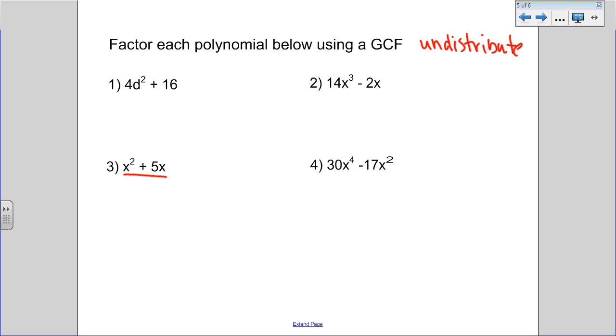Okay? So let's talk about how we start that. It says by using a greatest common factor. So that's your goal. Your first step is to find the GCF. So we've got 4 and 16. What's the greatest common factor of 4 and 16? 4.